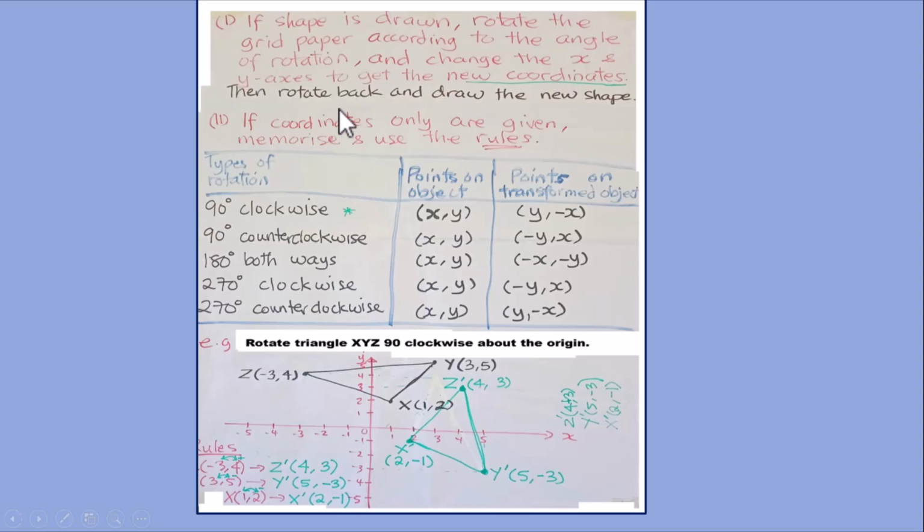Then you rotate the paper back to its original shape and you draw the new rotated shape. So let's see this as an example. Rotate triangle XYZ 90 degrees.